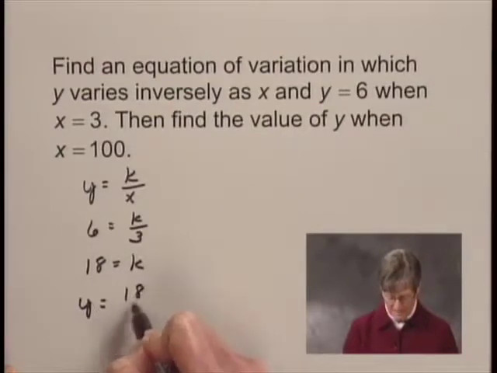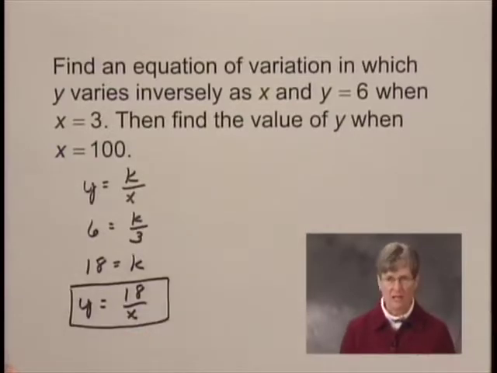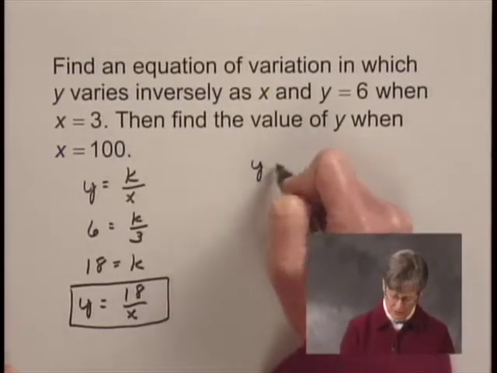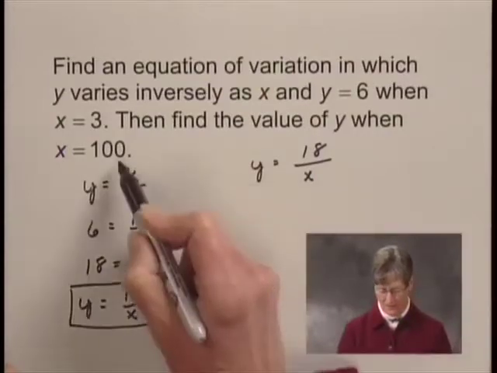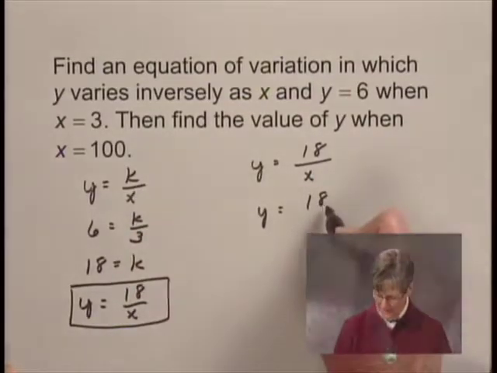y equals 18 over x. So this is the equation of variation. Now we're going to use this equation to find the value of y when x is 100. So we're using the equation y equals 18 over x, and we'll substitute 100 for x. y equals 18 over 100.